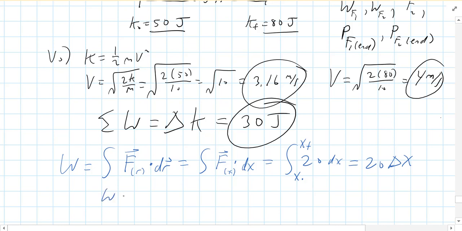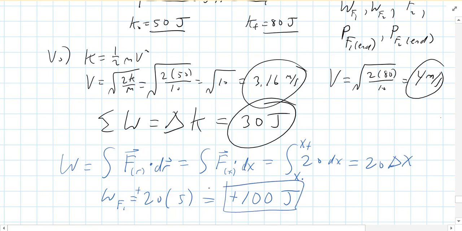So the work done by force 1 is 20 times a delta x of 5, and the answer is positive 100 joules. The reason I put the positive there is that the force is to the right and the displacement is to the right. So when the force and displacement are in the same direction, you get positive work done.